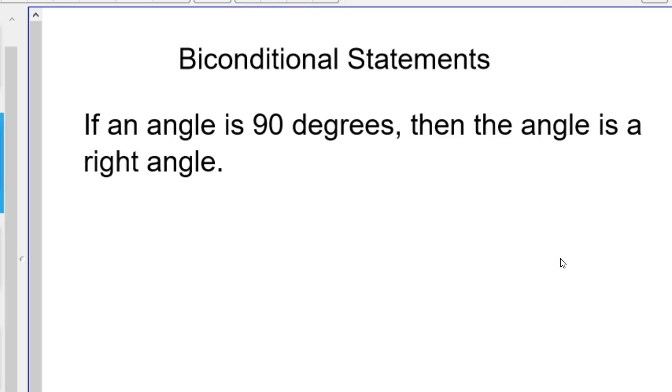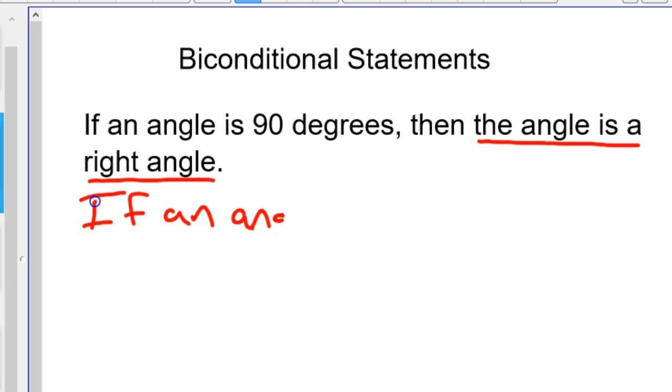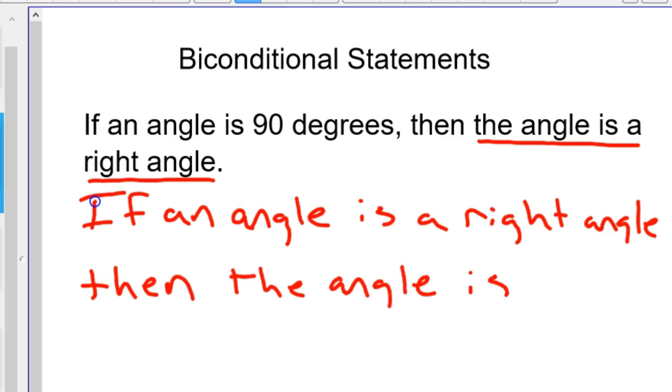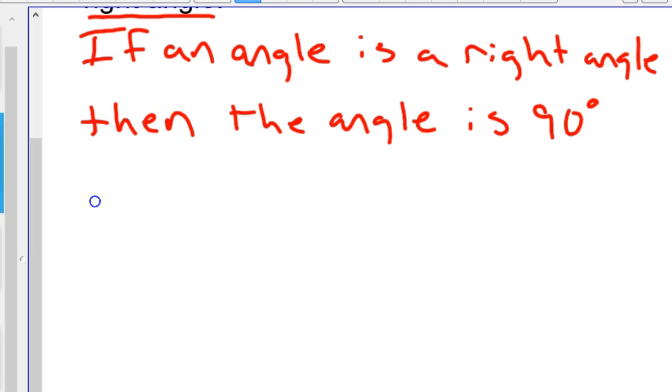So what you have to find is the converse and then tell whether it's true or not. So here's my conclusion: the angle is a right angle. So if an angle is a right angle, then the angle is 90 degrees. Okay, well, that's true. If you have a right angle, then it is a 90-degree angle. And so it's true in both directions. So it can be written as a biconditional.